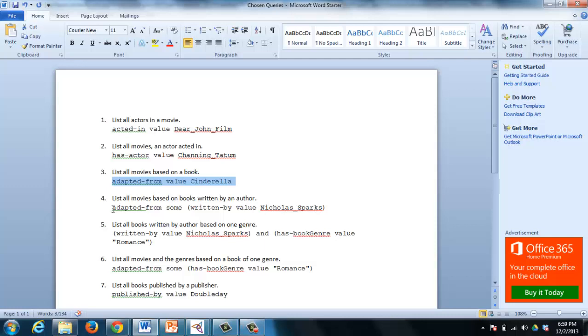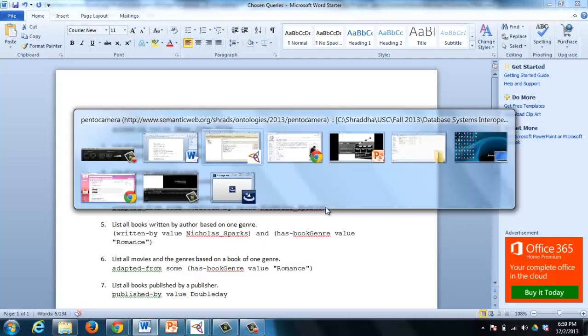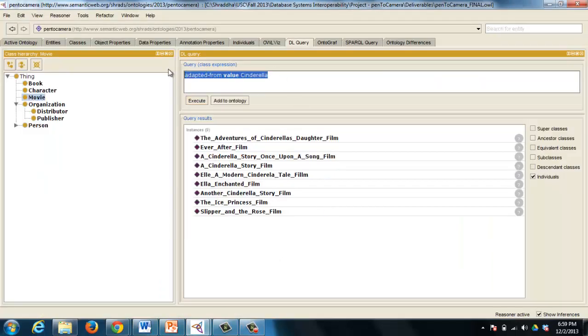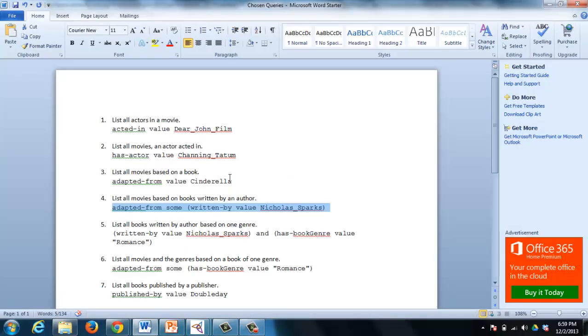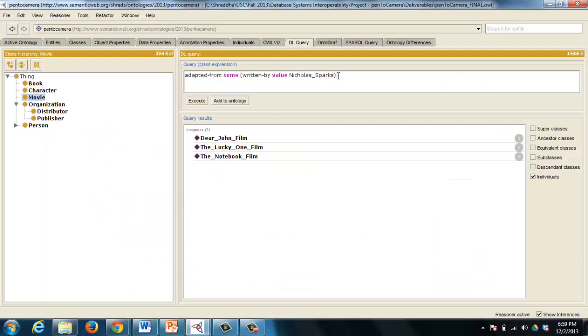Then let's look at all the movies based on books written by an author. So I want to look at books that are written by Nicholas Sparks and the movies that were based on those books. So if I execute that, in this ontology we have 3 of them. If I want a list of all books written by Nicholas Sparks with genre romance, I think all 3 of them are romance novels, so we should get the names of the books. There we go. Yes.